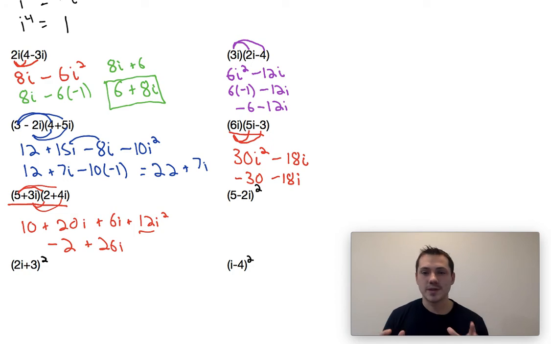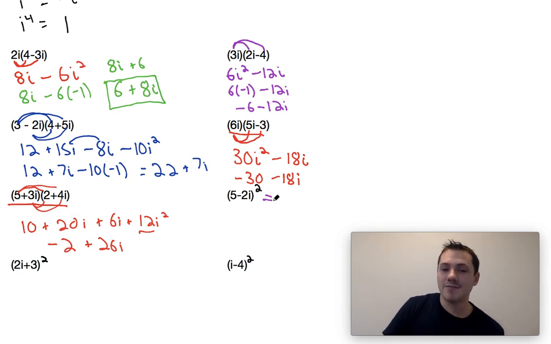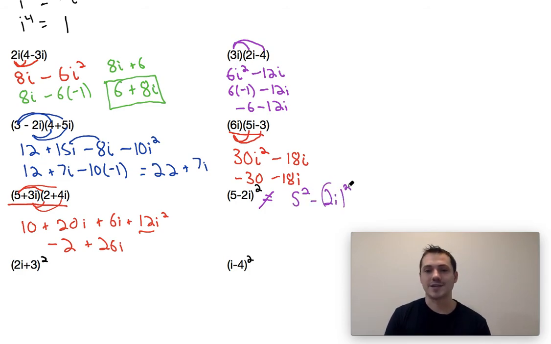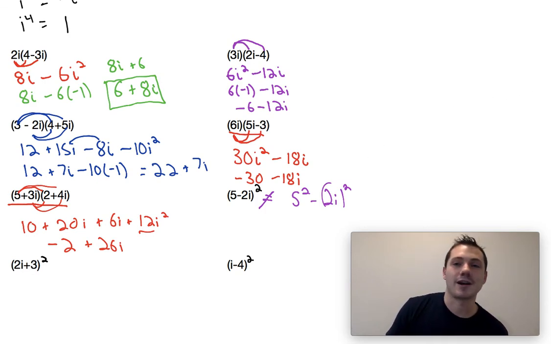Now, these last ones are a little bit tricky, and I always see students make this mistake, so you want to be very careful of it. So I'm going to start with pointing out what that mistake is. If you have 5 minus 2i squared, this is absolutely not equal to 5 squared minus 2i squared. I see students do that all the time. Don't do that. Some teachers call it math jail when you do it. A lot of teachers have different names for it. Don't do that. That's not correct.